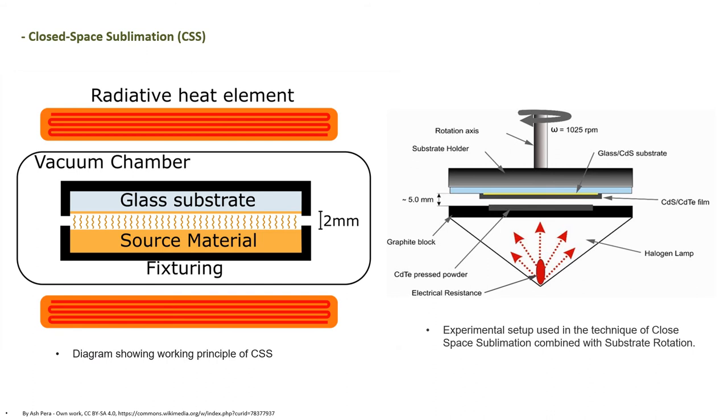An example of a closed space sublimation process is shown here. The source material is heated, causing it to sublimate. The vapors travel a short distance, condensing on the colder but still heated substrate. Heating is typically done by radiative elements heating through a quartz wall of the vacuum chamber onto a carbon heating pad. The diagram showing the working principle of closed space sublimation has been presented here. The second picture is the experimental setup used in the technique of closed space sublimation combined with substrate rotation.